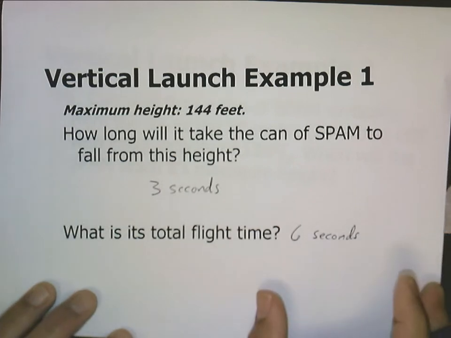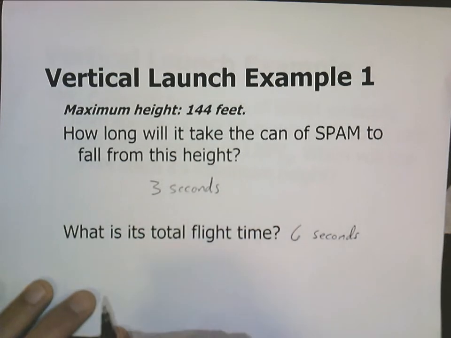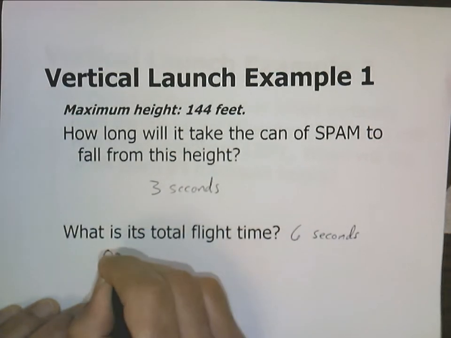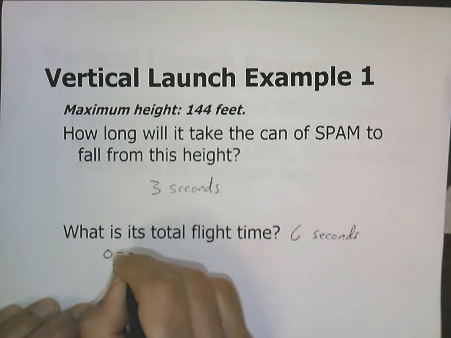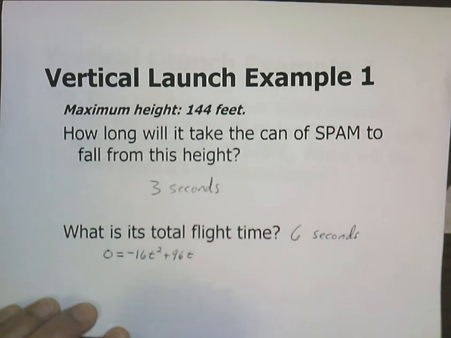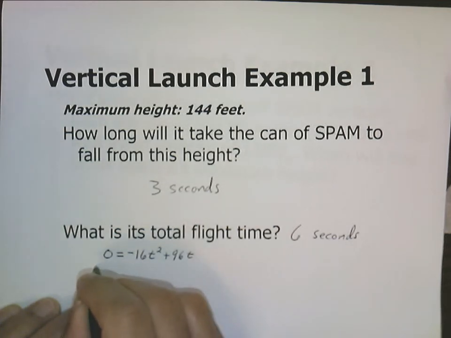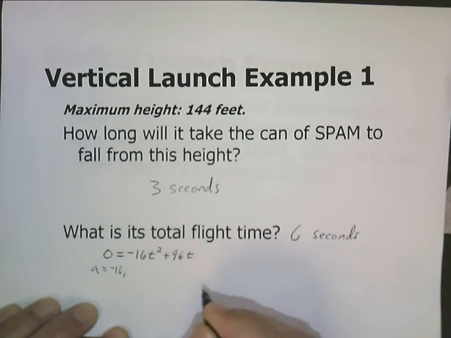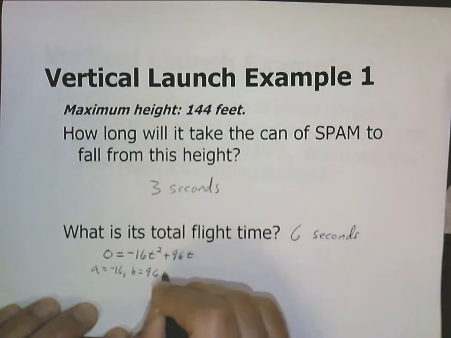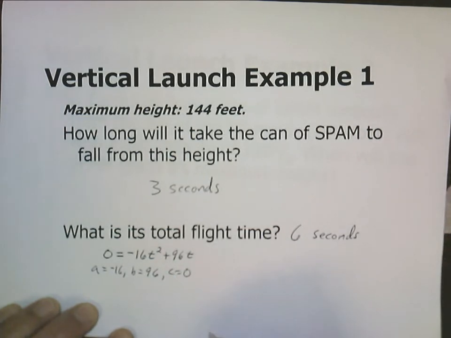Or we can use our equation, and we actually want to know when the height above the ground will be 0. So we'd be really wanting to solve this equation: 0 is equal to negative 16 times t squared plus 96 times t. And if we wanted to, we could use the quadratic formula on this. So of course, a is negative 16. B is the coefficient of t, which is 96. And c is, of course, 0.